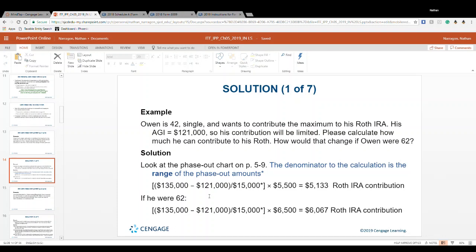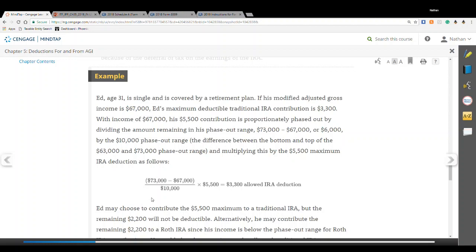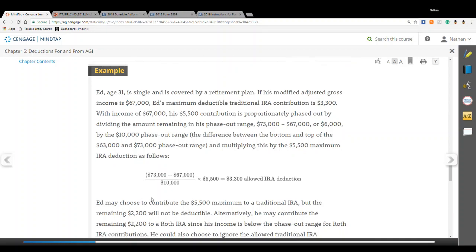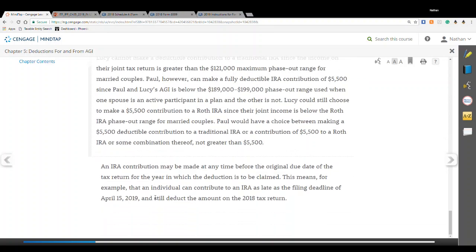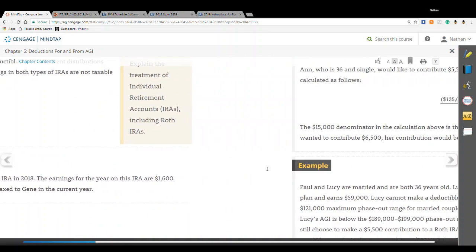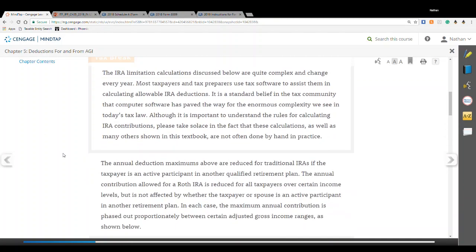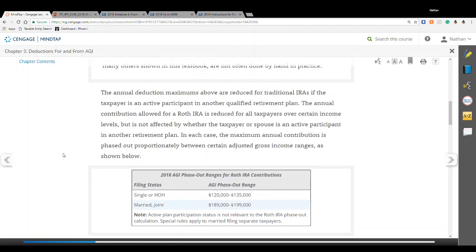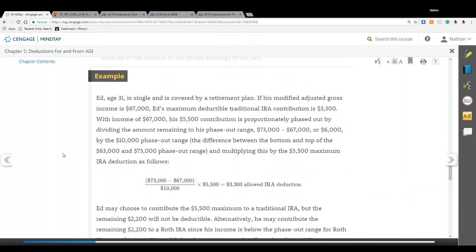So, with this, the denominator in itself is the calculation of the range of the phase-out amounts. Again, they really should have the phase-out range, which I am trying to find for y'all. Alright. Let's see if it's over here. Roth, traditional. Alright. I want to make sure, because the numbers always change throughout the years. So, here's our example.